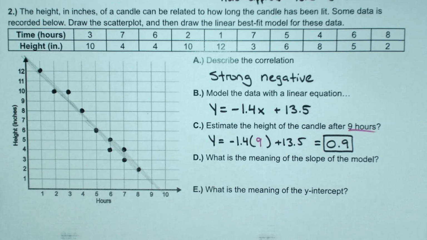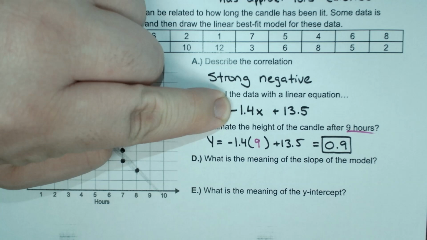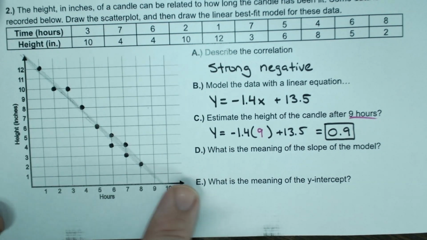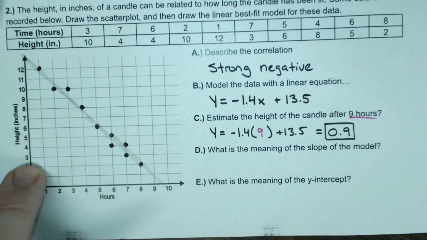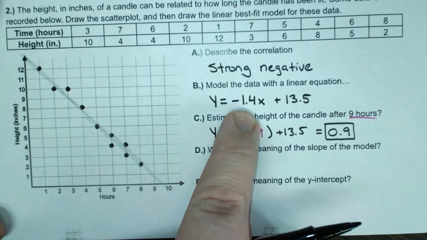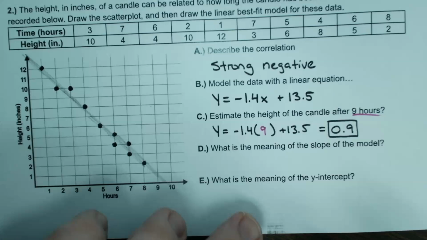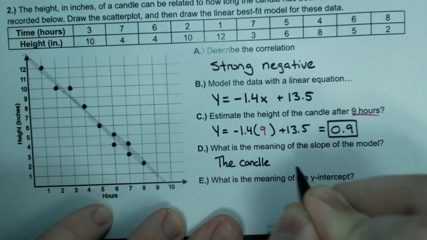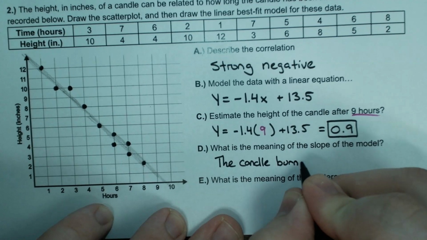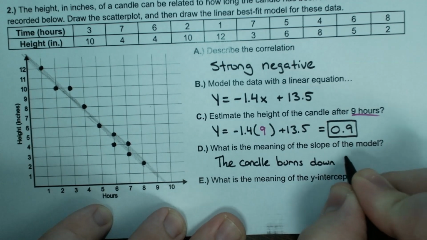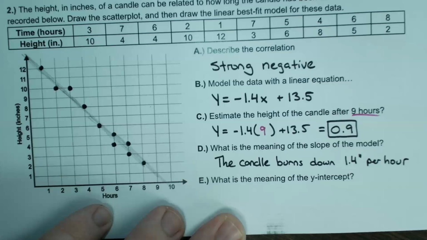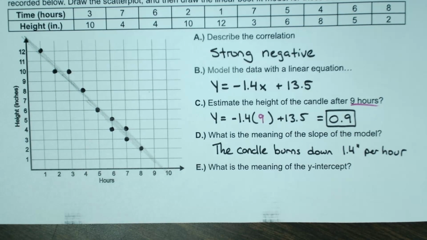And that leads me to D. What is the meaning of the slope of the model? The slope is negative 1.4. What that means is as the hours go up, the height of that candle goes down at a rate of 1.4 inches per hour. So something along the lines of the candle burns down 1.4 inches per hour. Sound okay?